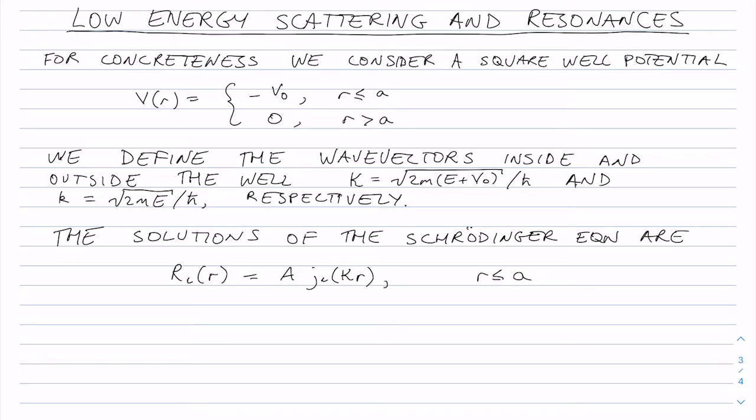And outside, we need a wave vector k instead of kappa, and we also need to include the spherical Bessel function of the second kind. When we're inside, we don't need to include the spherical Bessel function of the second kind because that one diverges as r tends towards 0, or as kappa r tends towards 0. But outside, we're never going to have that problem because we never get to 0.